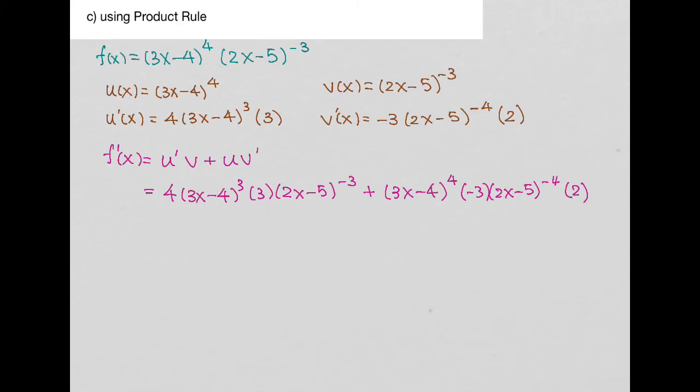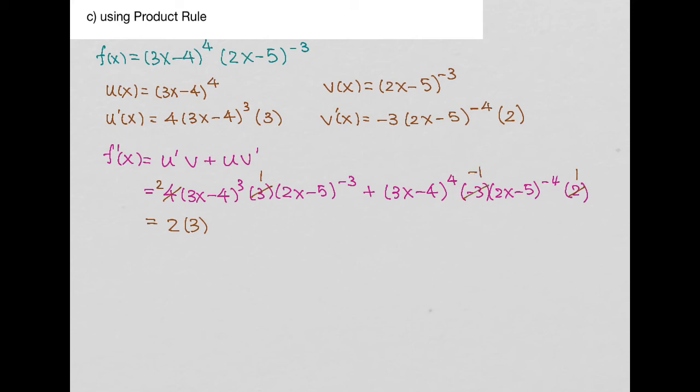Next, we're going to common factor to simplify the expression. So they have a 2 in common, so we factor out a 2. This will become a 2. This will become a 1. They also have a 3 in common, so we factor out the 3. So this will become a 1. This will become a negative 1.